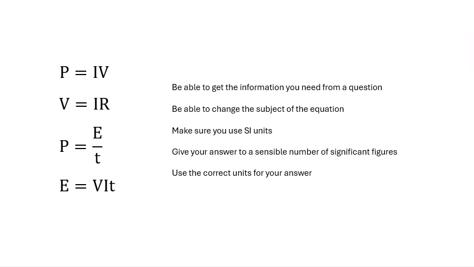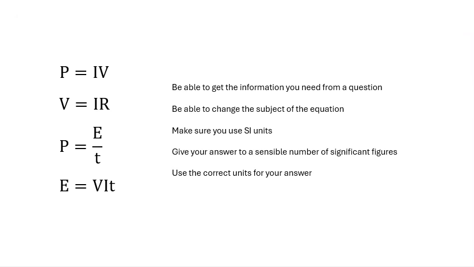Be able to change the subject of the equation. So power is current times voltage. Current is power divided by voltage. Voltage is power divided by current. So I am changing the subject of the equation. I'm rearranging the equation. Always do that before you start bunging numbers in, by the way.